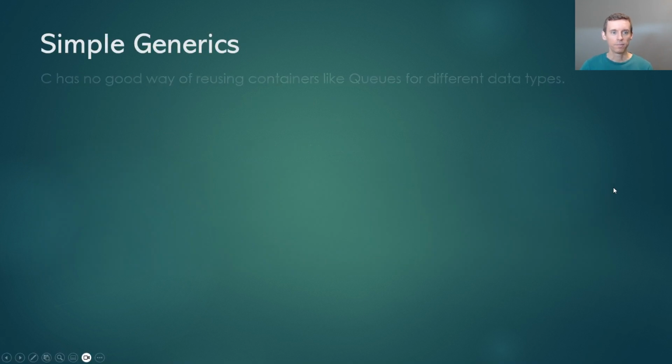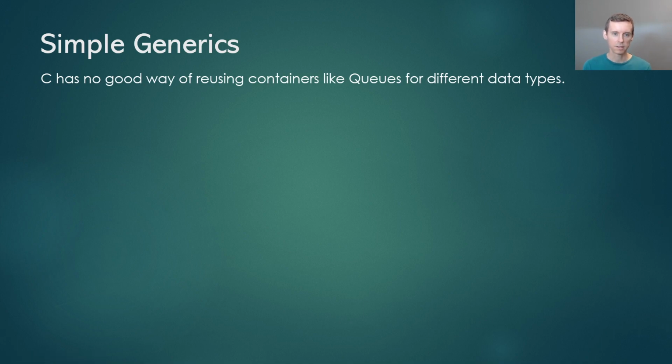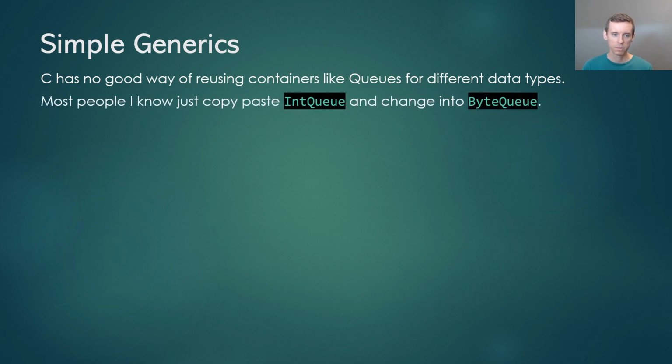Simple generics. This is huge, something that I really miss in C. If you write a queue class or another container like a linked list or whatever, you've got to do it for every single different data type. So most people I know, maybe they implement an int queue first, and they go along and they use that until they need a byte queue, like a uint8 queue. And so they copy paste their intq.c and .h and rename them into byteq.c and .h.